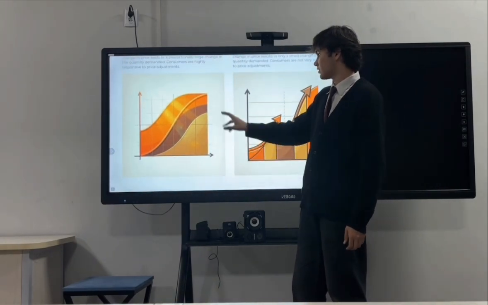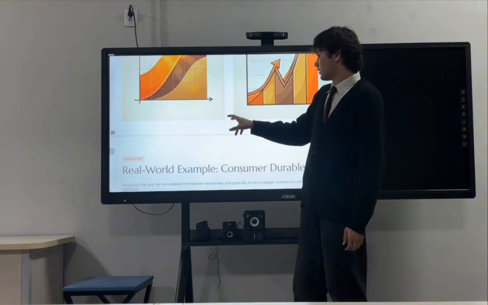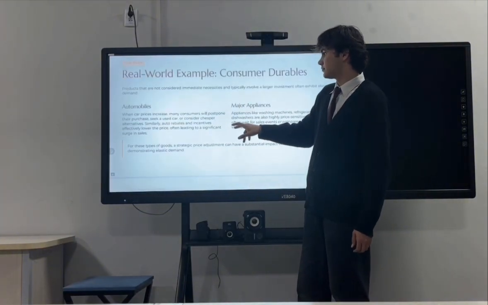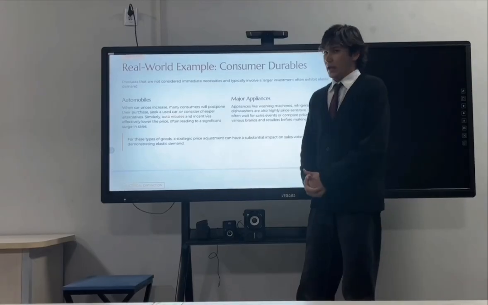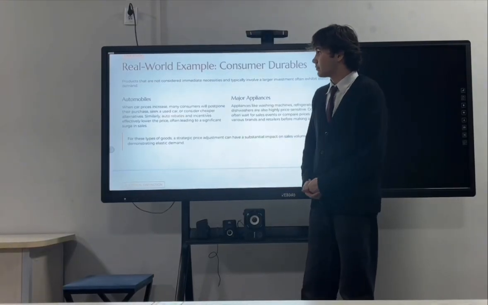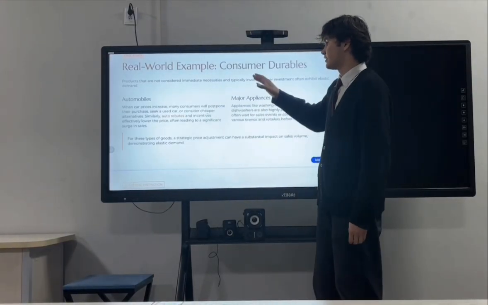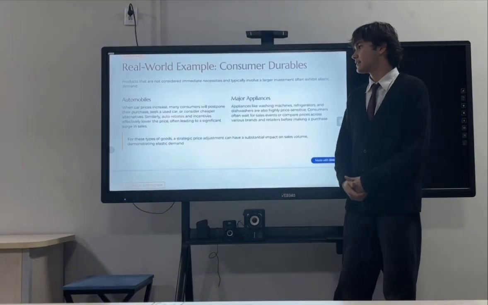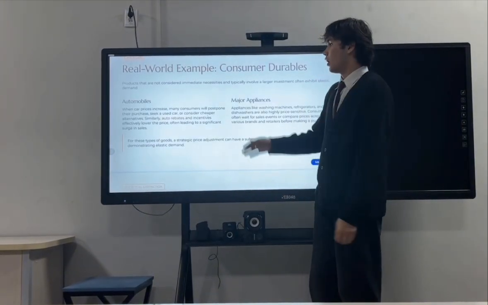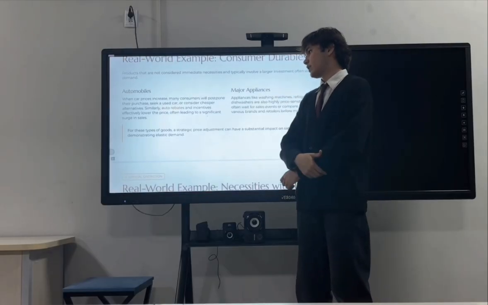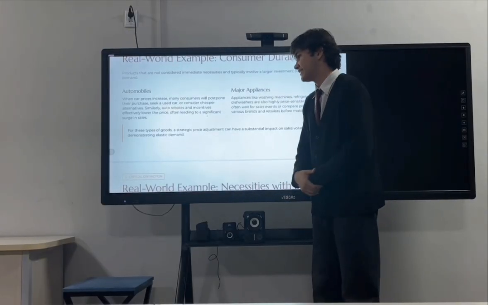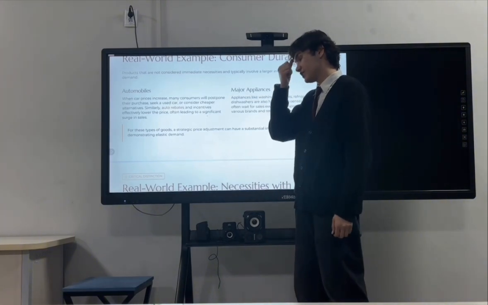You can see that it's not as sharp as the last one. Real world example, consumer durables. Okay, let's move to the real world examples. Products that are not considered immediate necessities and typically involve a larger investment often exhibit elastic demand. So, automobiles. When car prices increase, many consumers will postpone their purchase, seek a used car, or consider cheaper alternatives.